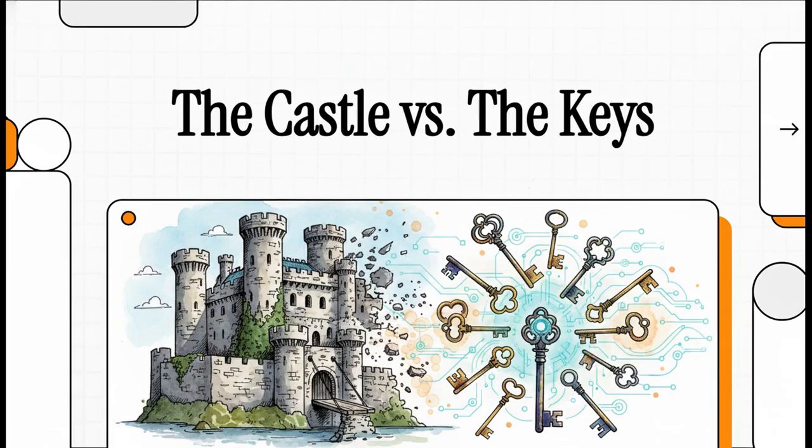Welcome to this explainer. You know, for decades, the entire concept of cybersecurity was basically like building a medieval castle. Thick walls, big moats. But here's the thing, those traditional walls have effectively vanished. Today, the strategy isn't about protecting the castle anymore, it's entirely about guarding the keys. So let's jump right into the absolutely critical discipline of identity and access management.